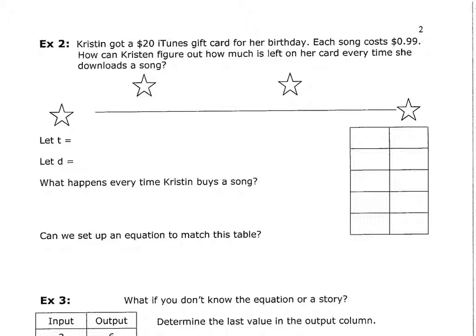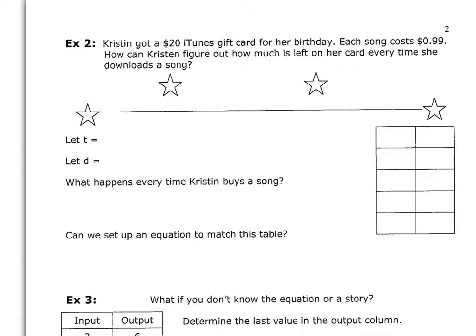The first one: Kristen got a $20 iTunes gift card for her birthday, and each song costs 99 cents. We want to figure out how much is left on her card every time she downloads a song. Remember, you need to write, a table can show a pattern of repeated action. I want you to remember this. A table can show a pattern of repeated action. We're going to let T equal what's left on the gift card.